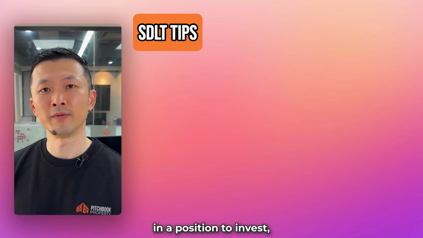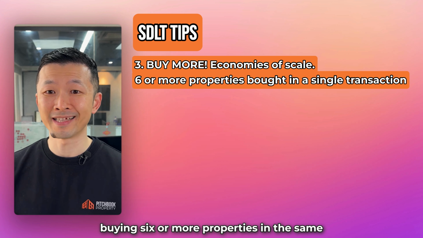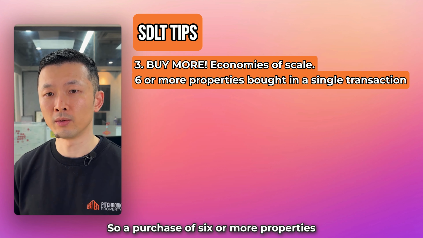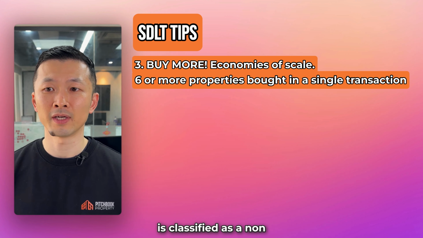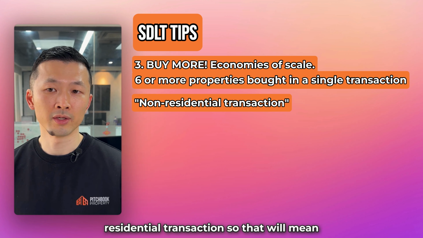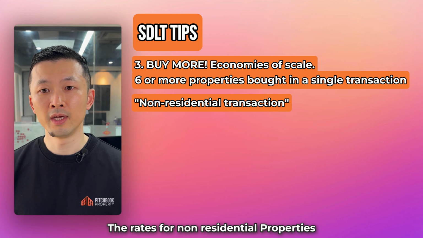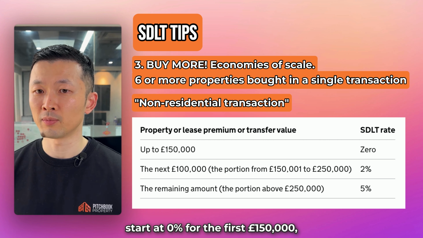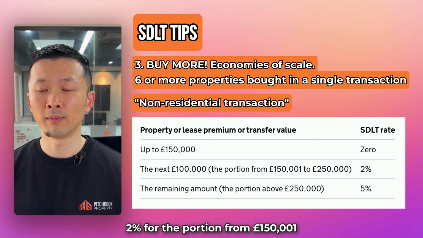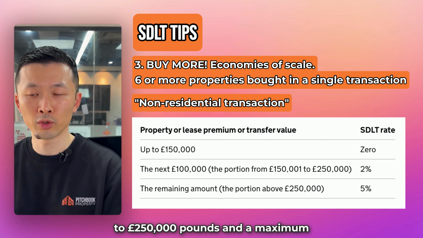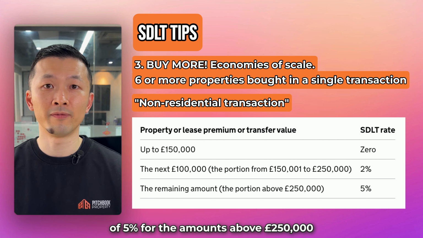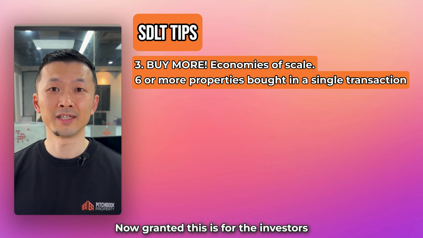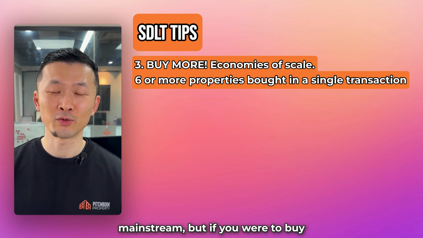So this is for the investors. If you're in a position to invest, buying 6 or more properties in the same transaction can be a smart way to significantly reduce your SDLT bill. So a purchase of 6 or more properties is classified as a non-residential transaction. So that will mean you'll pay lower SDLT rates. The rates for non-residential properties start at 0% for the first £150,000, 2% for the portion from £150,001 to £250,000, and a maximum of 5% for the amounts above £250,000.